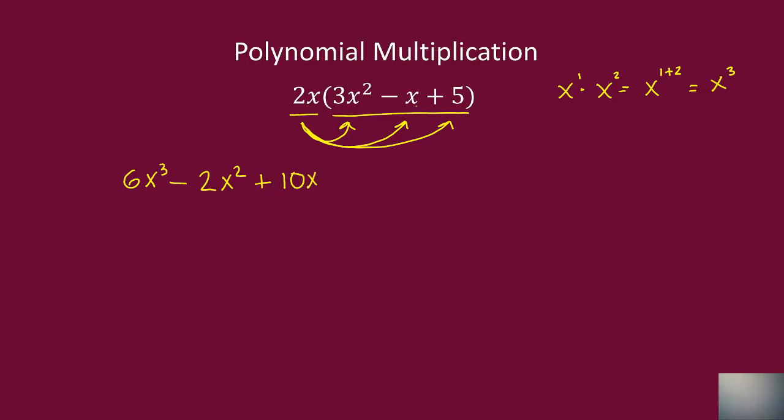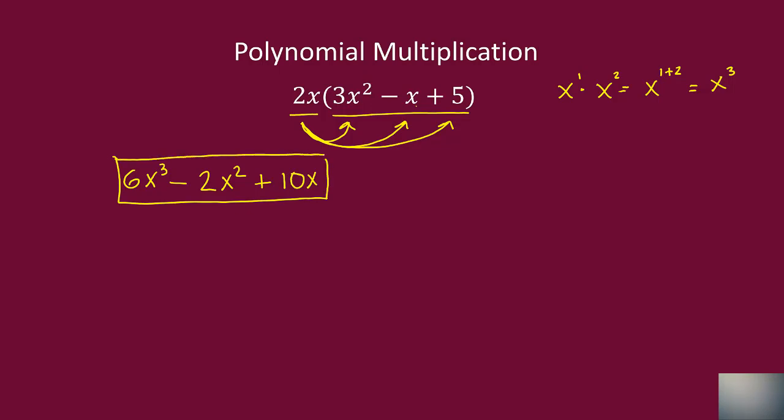Now we need to check that if we have like terms, we can simplify. And if it's not ordered from highest to lowest exponent, we must order our answer. But in this case, we don't have like terms, and it's already ordered in order of degree from highest to lowest exponent. So this is our final answer.